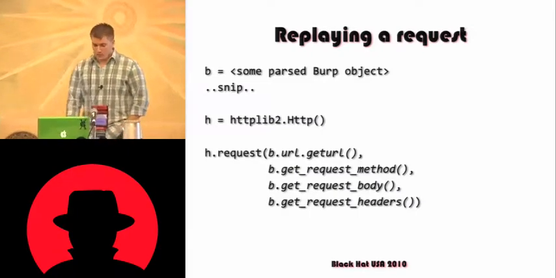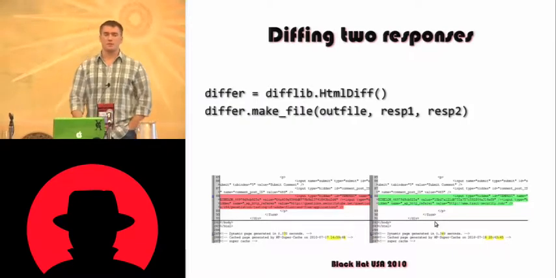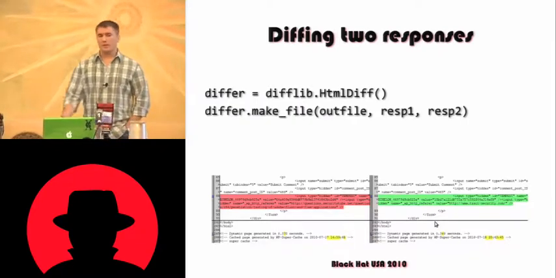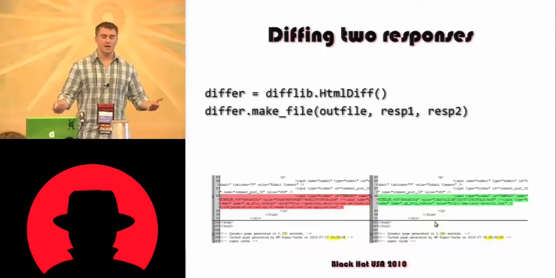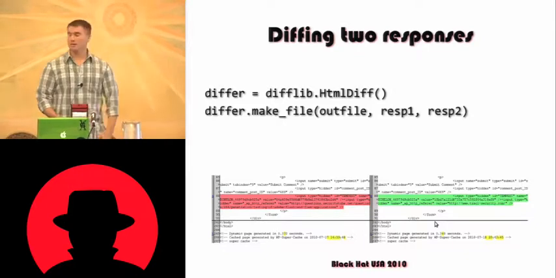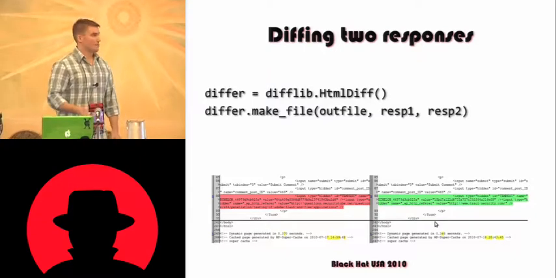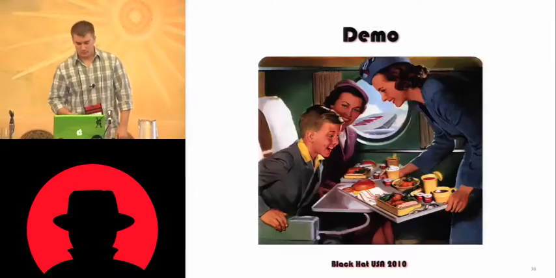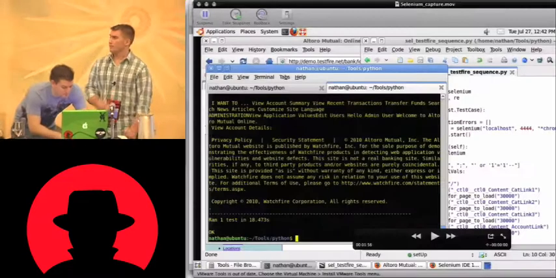Another nice thing is that inside the Python standard library, there's a module called difflib. We can now output a diff comparison of two responses and easily identify the differences in the HTML, so we could visually see what has changed in a response. I've got a demo for this, just showing it off.